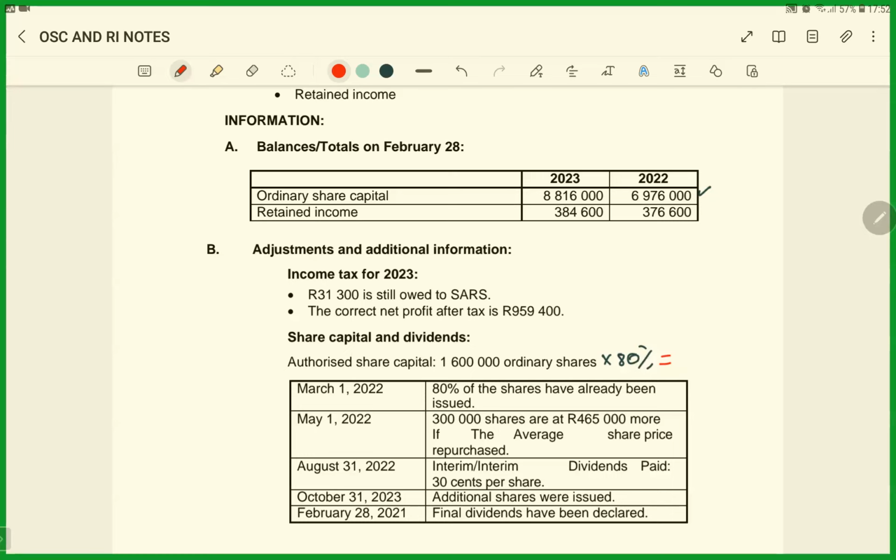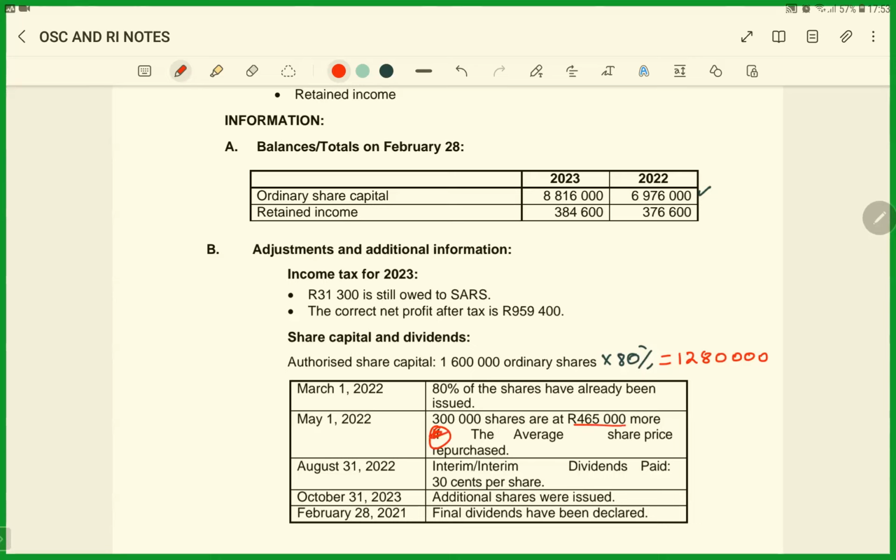Okay, that gave me 1,280,000. 1,280,000, correct? And then I think there were 300,000 shares repurchased at 465,000 more. I'm not sure if... No, don't worry about the if. Just focus on the value that will be paid.